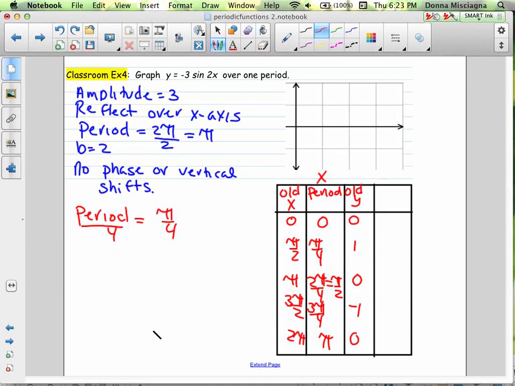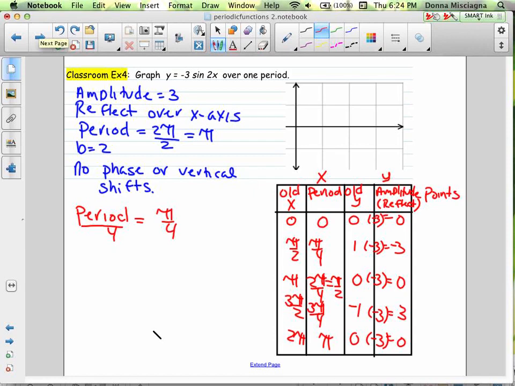Now we just need the y values, and we'll get those by taking the old y values and multiplying by -3. So everything gets multiplied by -3. And this is amplitude, and of course, we have a reflection as well. So 0 times -3 is 0. 1 times -3 is -3. 0 times -3 is 0. -1 times -3 is +3. And 0 times -3 is 0. That makes the points that we're going to graph.